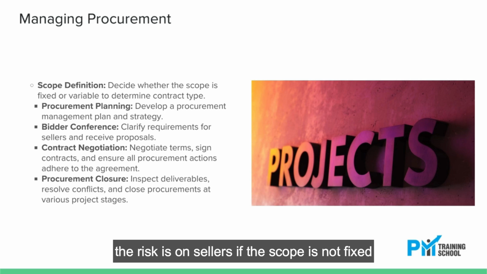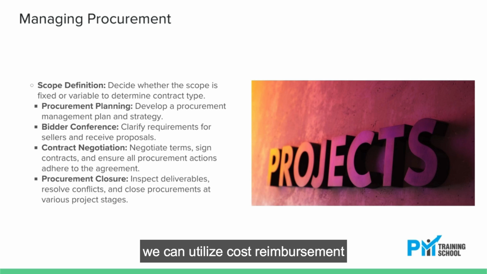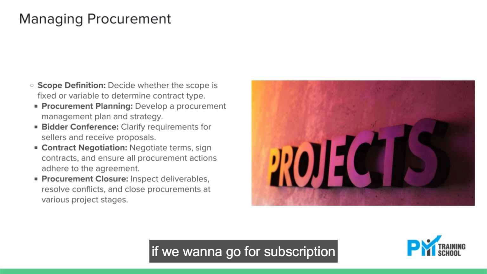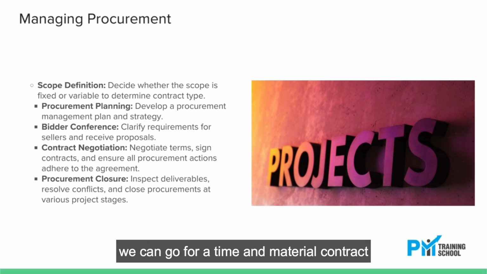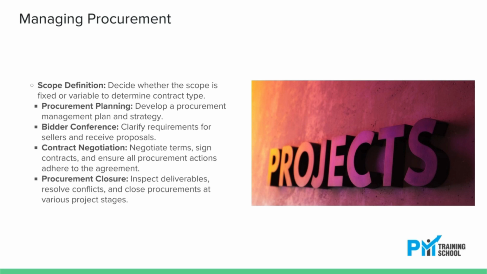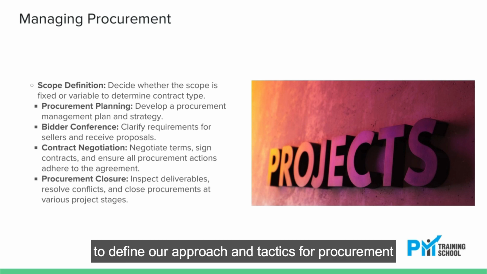If the scope is not fixed, we can utilize cost reimbursement plus incentive fees, and cost reimbursement plus award fees. If we want to go for subscription, we can go for a time and material contract where the risk is maximum on the buyer. We make a procurement management plan to outline how the procurement process will unfold. We make a procurement strategy to define our approach and tactics for procurement.